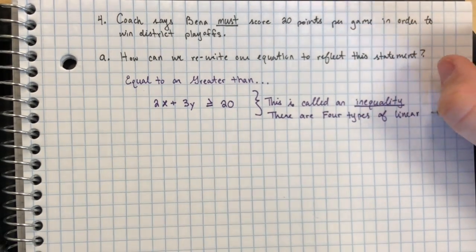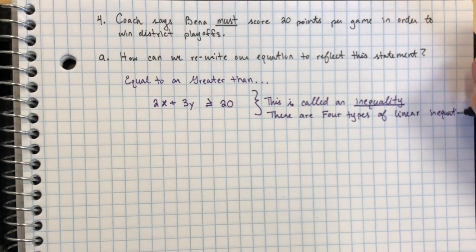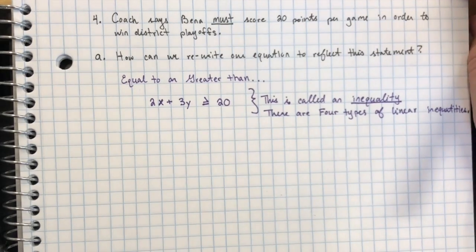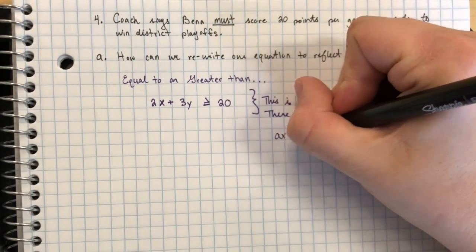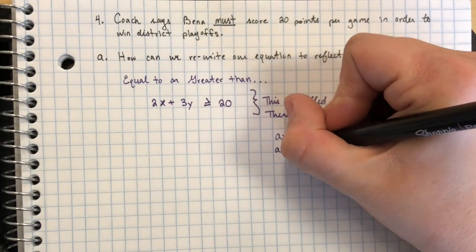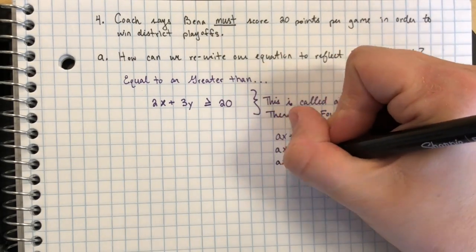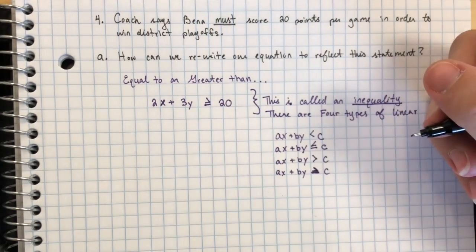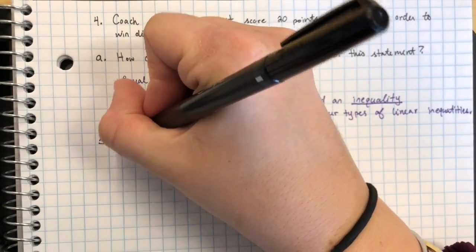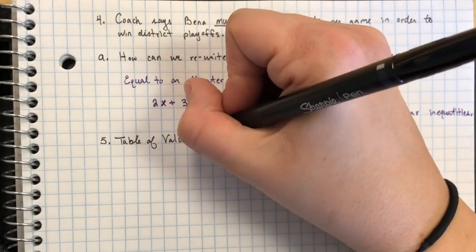There are 4 types of linear inequalities. They appear in standard form, which is ax plus by equals c. But again, instead of having that equal sign, we have a greater than, less than, greater than or equal to, and less than or equal to. So those are the 4 options that we have for inequalities.